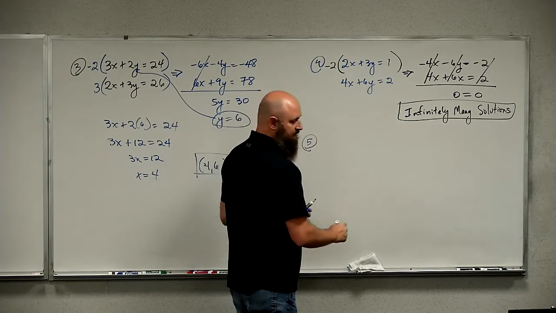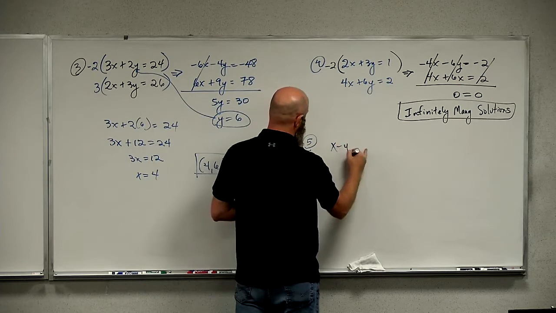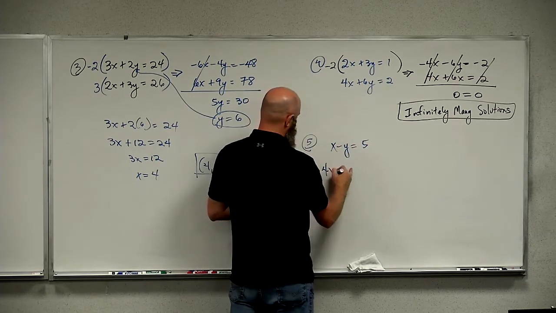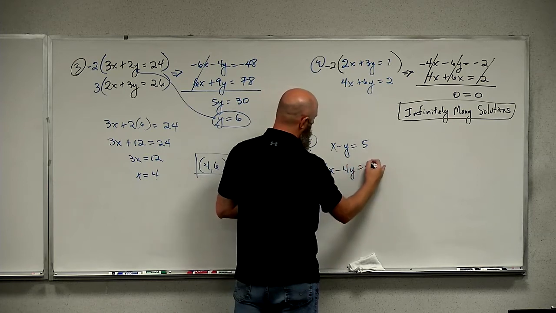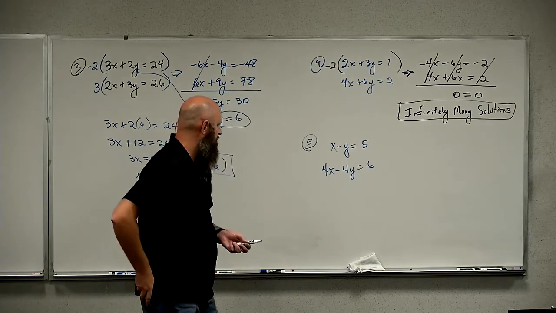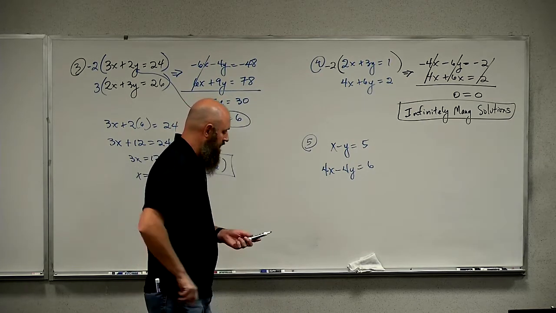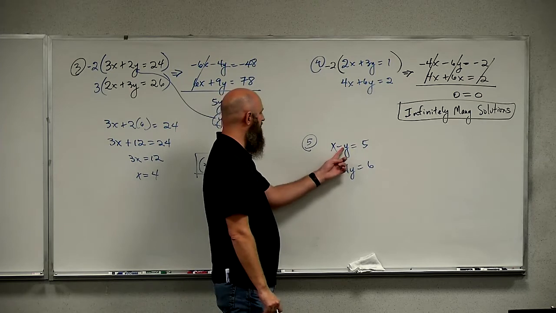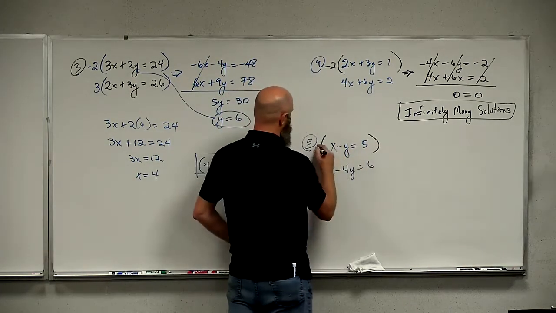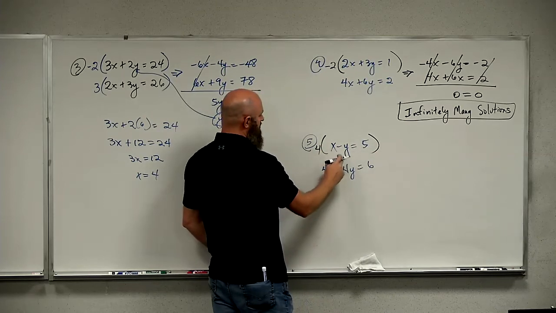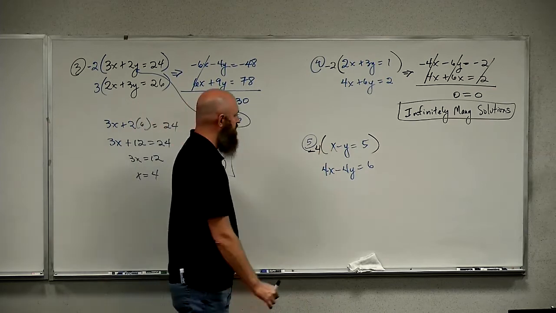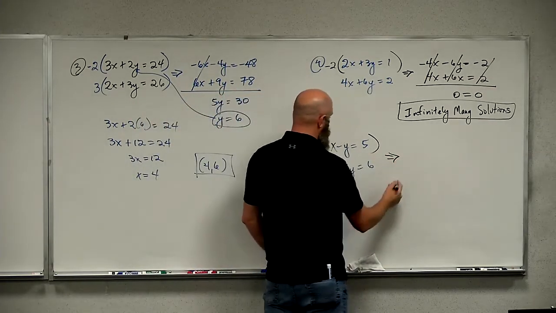Right, number 5. x minus y equals 5. 4x minus 4y equals 6. All right, so I'm going to eliminate y this time. So here I need to get to a 4. So I'm going to multiply by 4, but again, these are the same sign. I need to change, so I need to multiply by -4.